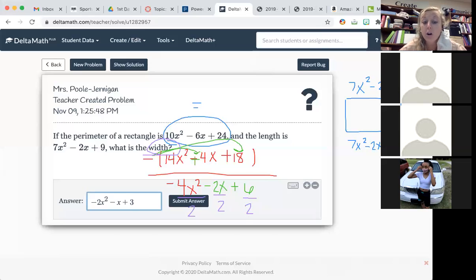How could we check ourselves on the test tomorrow? Add up all the sides. Good. Put that in as the width. So negative 2x squared minus 1x plus 3. Do it on both sides and then add up all 4 sides and see if you actually get that perimeter I told you it should equal. Does that make sense?